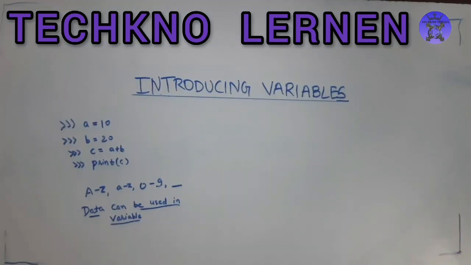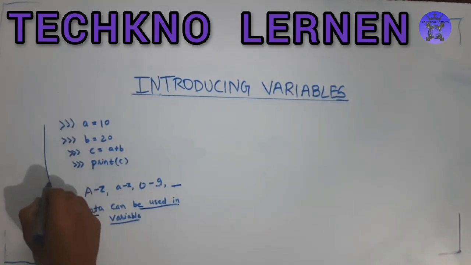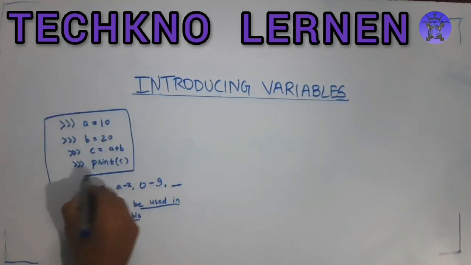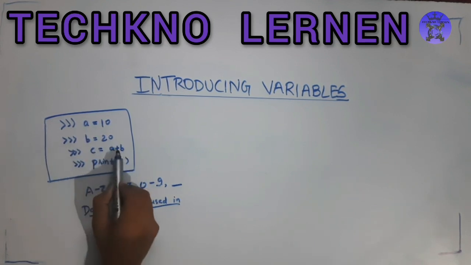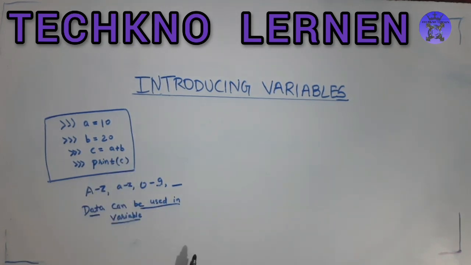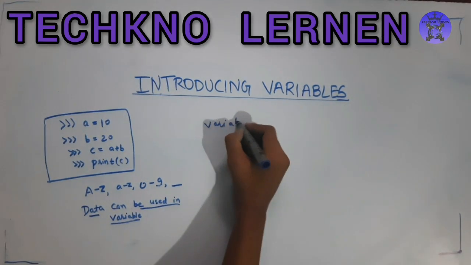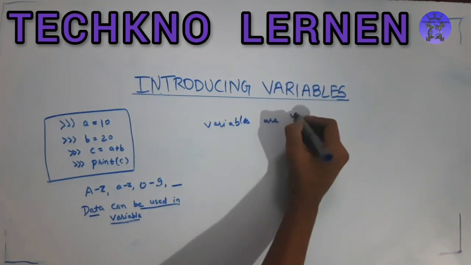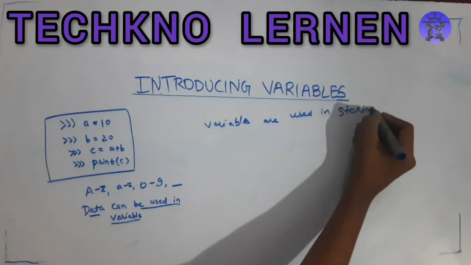So friends, let us move to our topic, introducing variables. Here you can see there is a code, and it says a is equal to 10, b is equal to 20, and c is equal to a plus b, then print c. It means that, like in math where you use variables to store data, similarly here variables are used in storing data.